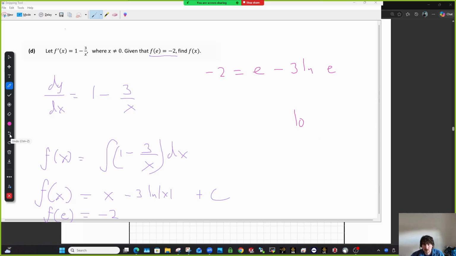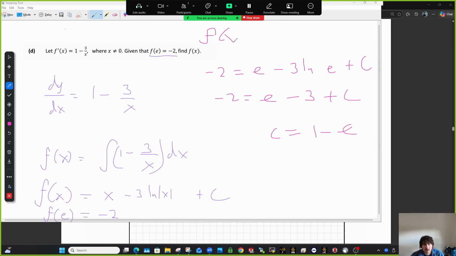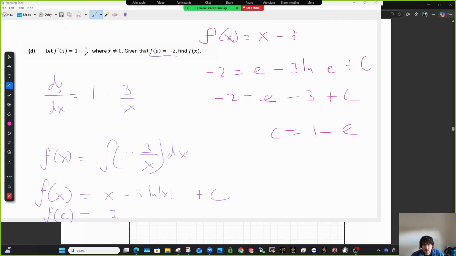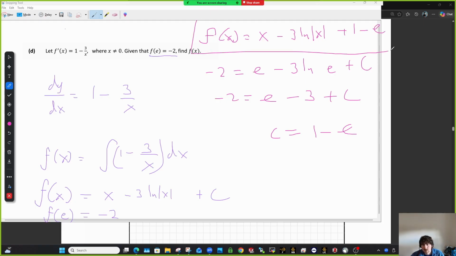So then, not forgetting our plus c, this tells us minus 2 equals e minus 3 plus c. So I'm seeing c is something like 1 minus e when you bring the 3 over. 1 minus e. Yeah, that'll do me. So then I'll call f of x equal to x minus 3 ln modulus x, and then our c, which we just worked out, which is 1 minus e. And then circle that up for the examiner. Okay, that'll do me.